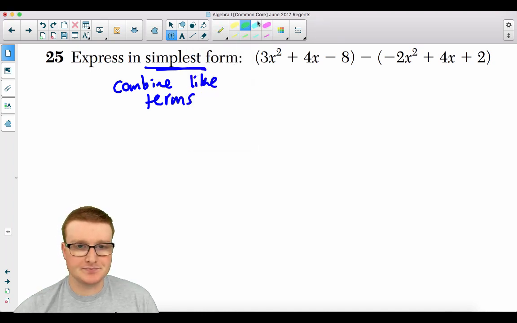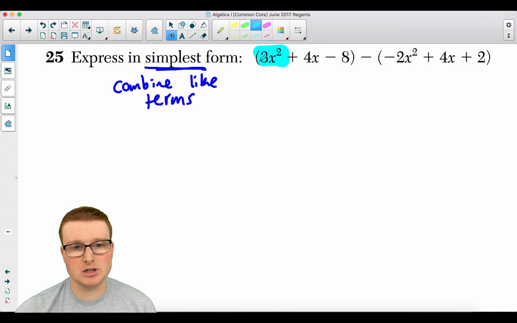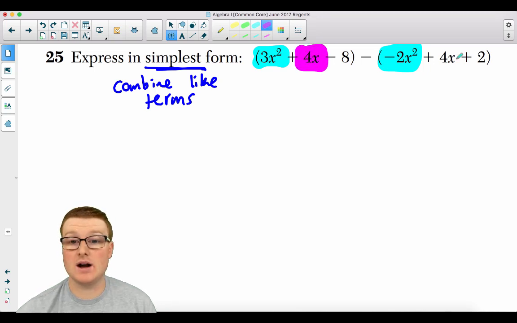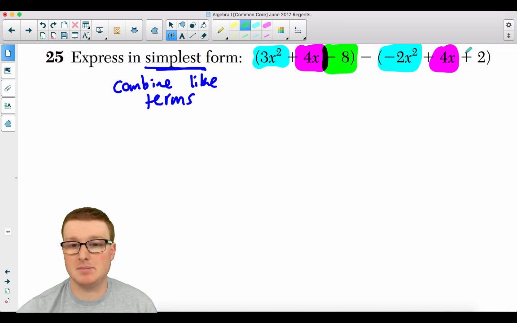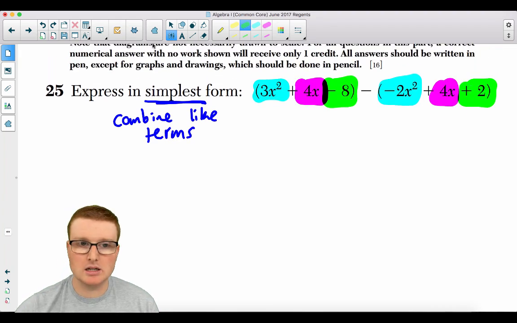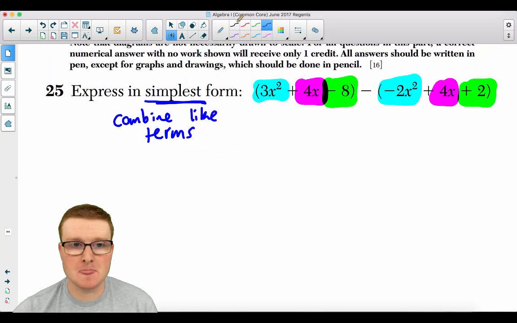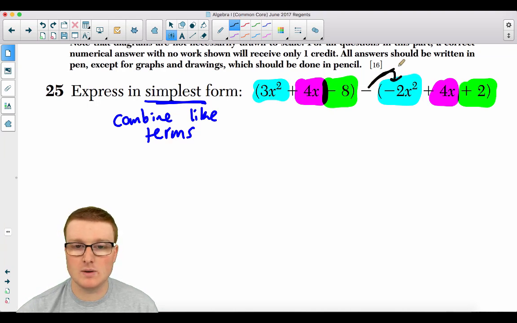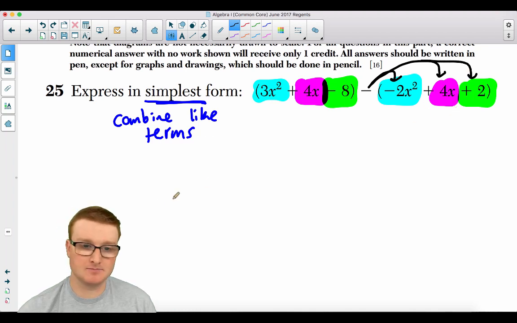So what we're going to do is look for terms with the same variables. We have the 3x squared and the negative 2x squared, the 4x and the 4x, and the negative 8 and the positive 2. But we need to do something first. We need to distribute that negative 1. We need to change all the signs in this parenthesis.